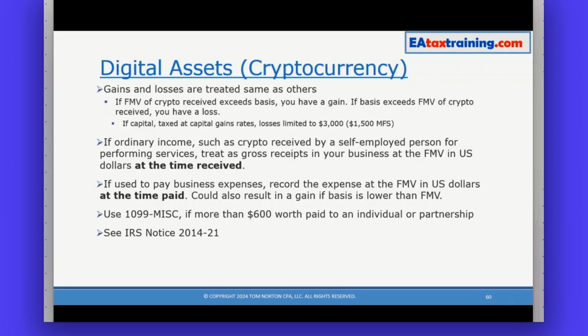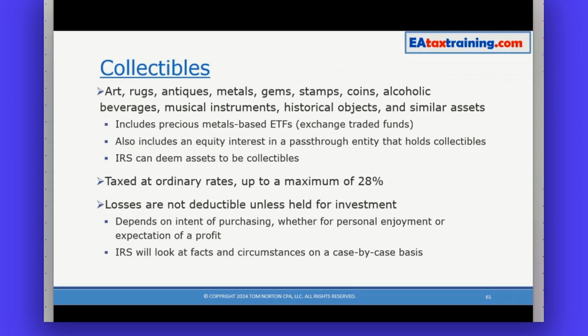And for more details about this, there is an IRS notice 2014-21 that will explain the ins and outs of digital assets. This is an area of the tax law that is evolving, and the IRS is learning and trying to figure out more precise rules and different rules and additional rules as the world changes.